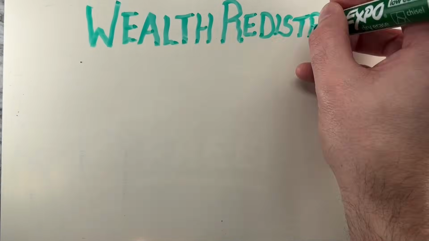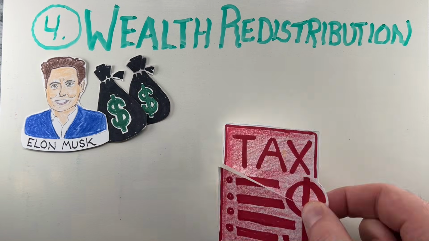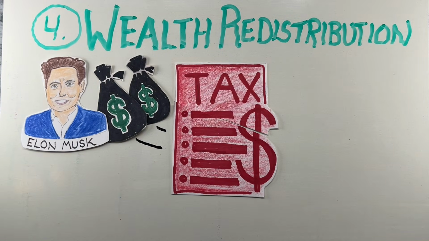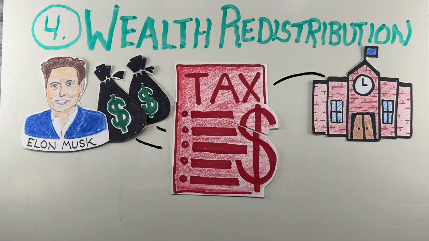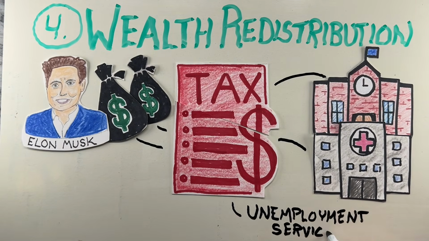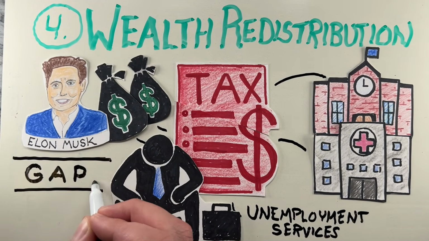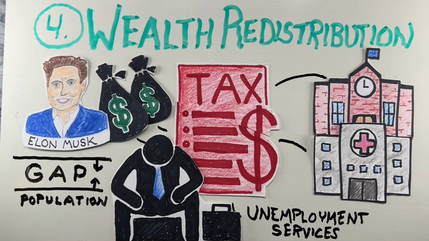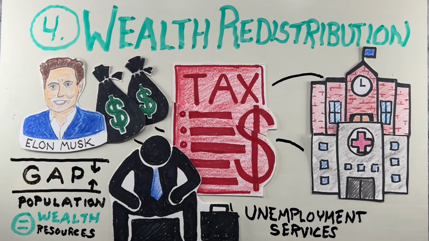Next is wealth redistribution. Imagine if someone makes a lot of money, say a billionaire. Under socialism, the idea is that such wealth would be taxed heavily, and the money would be used to provide services and support for everyone else, like building schools, hospitals, or providing social benefits like unemployment insurance. In socialism, the goal is to reduce the gap between the very rich and the rest of the population, ensuring a more equal distribution of wealth and resources.